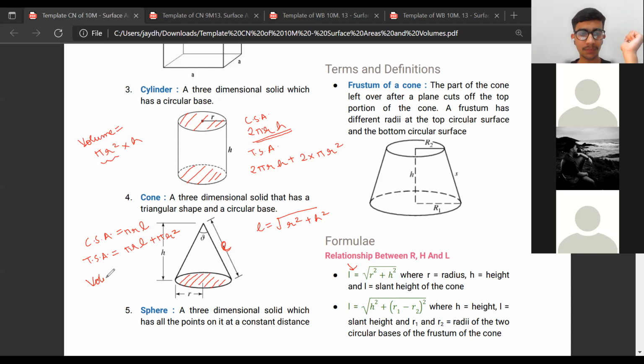What about the volume? 1 by 3 pi R square H. All right.